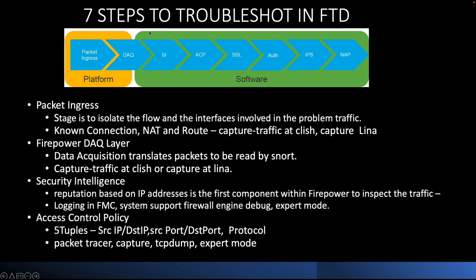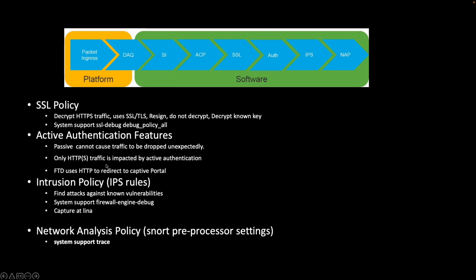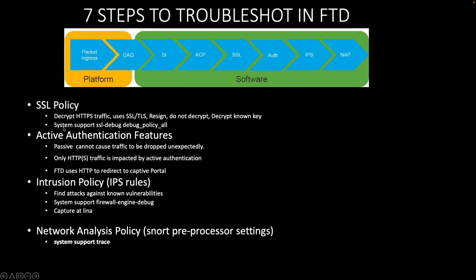So packet ingress, DAC, security intelligence, ACP, and we have the SSL policy. To troubleshoot SSL, we use the system support SSL debug policy. It's a little hard to do that, to be honest with you. Usually I call Cisco TAC because it's not so easy to identify. But this command shows a lot of good information.